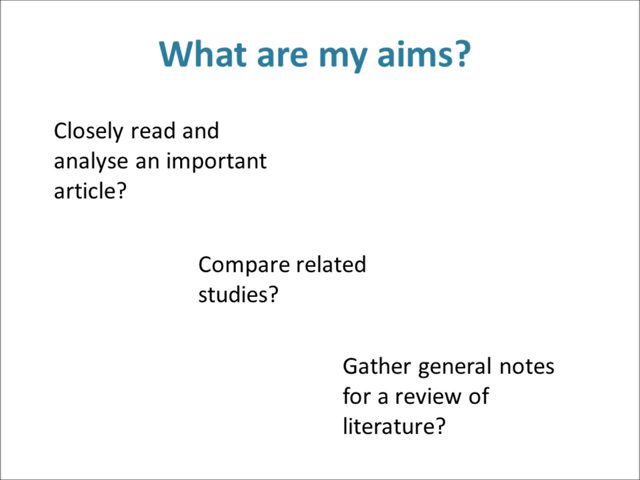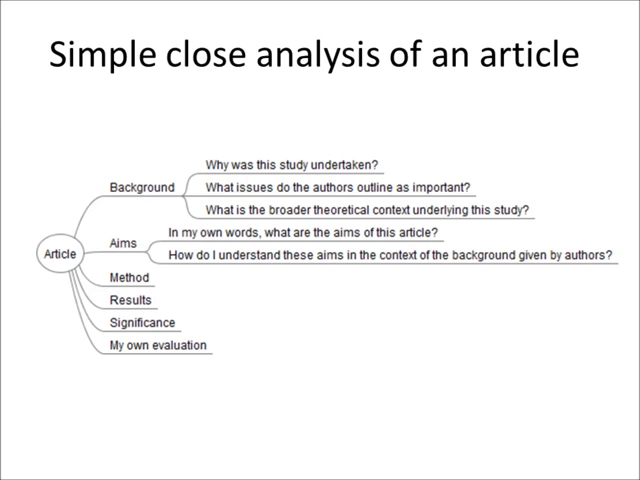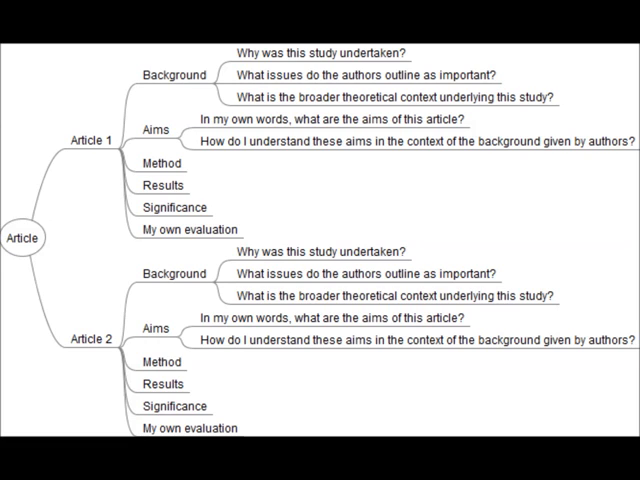Let us start with a close reading of an article. Most scientific articles consist of five parts: introduction or background, statement of aims, description of method, and then results and discussion of the results' significance. As a first step of analysis, we identify and describe these components. Much of this is done on the fly, but you can use a mind map like this one to focus on specific aspects of the article that will be important.